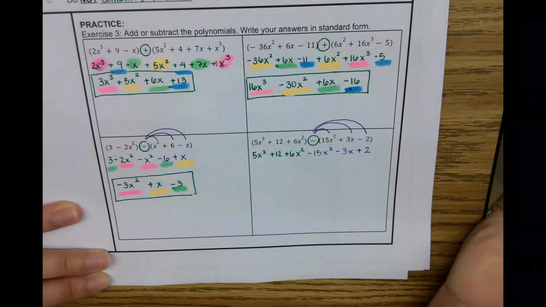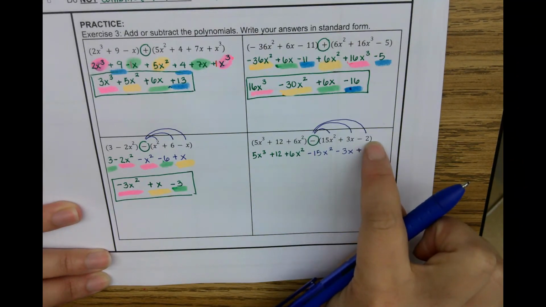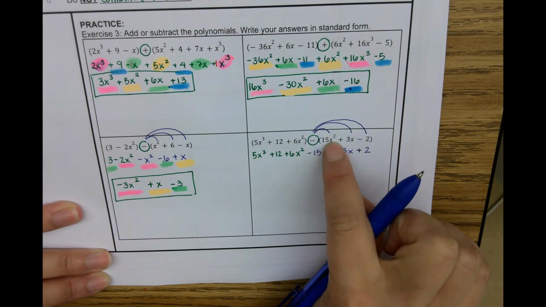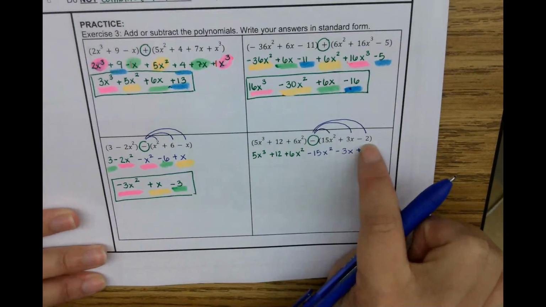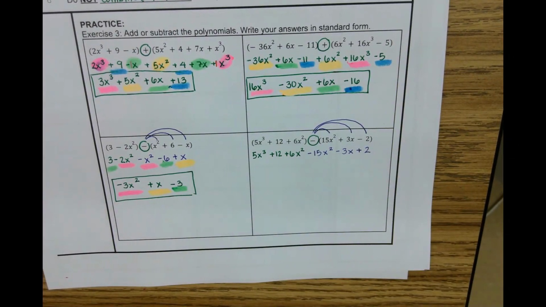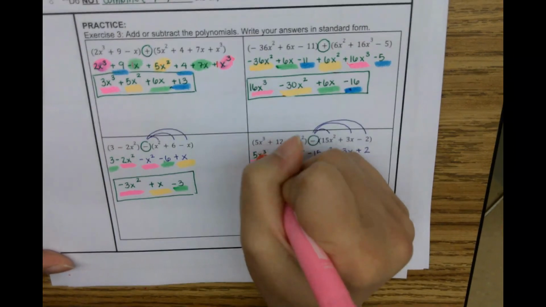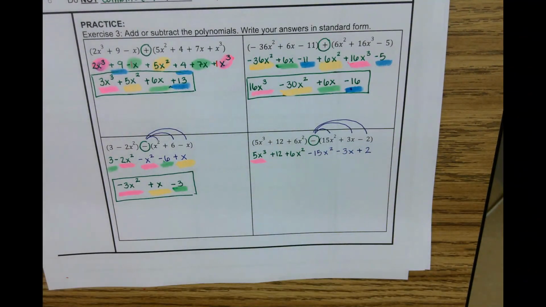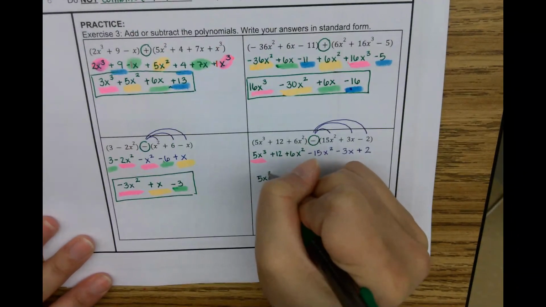And what you see is that every sign in my second polynomial now changed, right? This 15x squared now becomes a negative 15x squared. Positive 3x, negative 3x. Negative 2, positive 2. And then after that, we're just combining like terms. So I'm going to start with my highest exponent here. That's x cubed, and that's the only one. It's going to stay the same as 5x cubed.